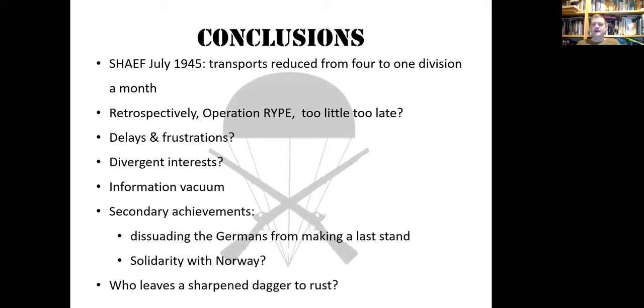A couple of years ago, there was a PhD written about the relations between the state-sponsored Milorg resistance and the communists, that concluded that they actually had quite a good working relationship. So there weren't those conflicts that you saw in other occupied countries.